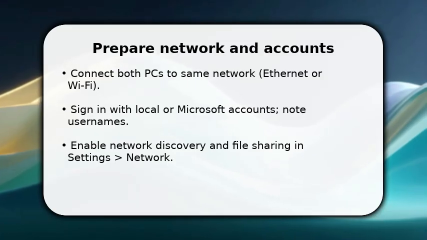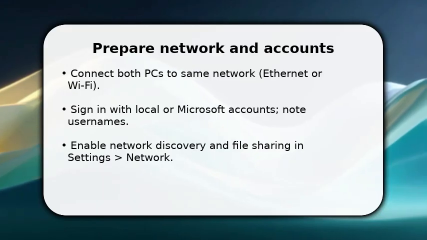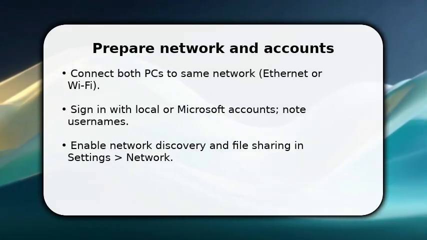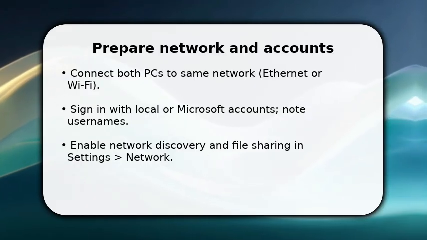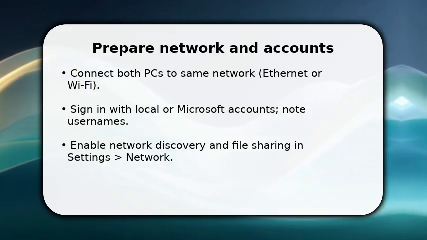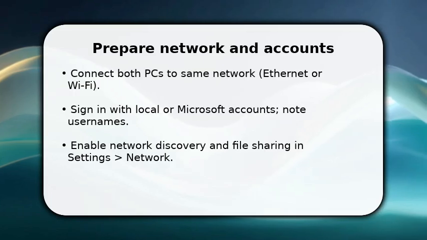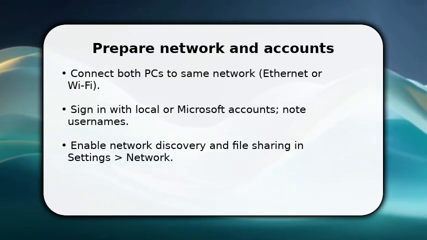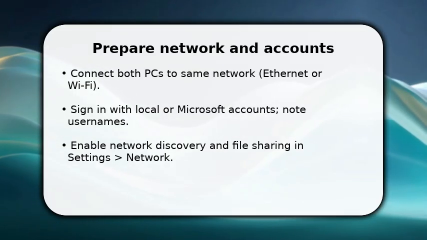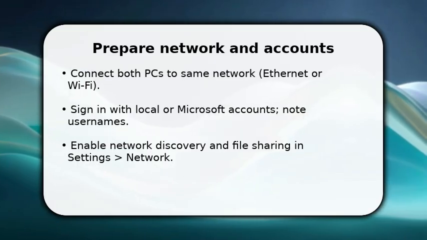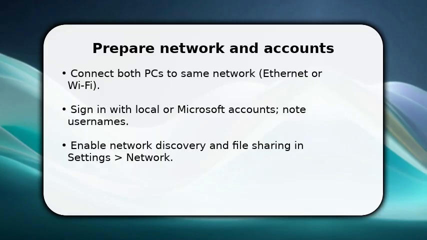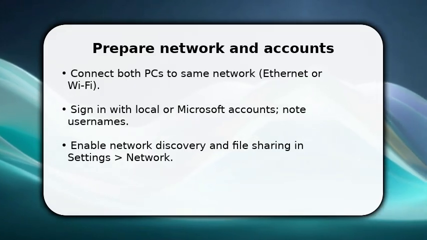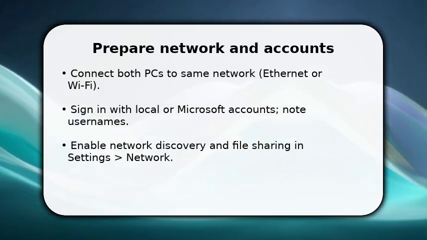You start by getting the basics right. Connect both machines to the same network and sign in with accounts you control. Once done, open Settings, go to Network and Internet, then Advanced Network Settings to turn on network discovery and file and printer sharing. This lets Windows advertise shares. Make sure Private Network Profile is selected so Windows applies sharing rules. After this short setup, you're ready to create the actual shared folder and set permissions.